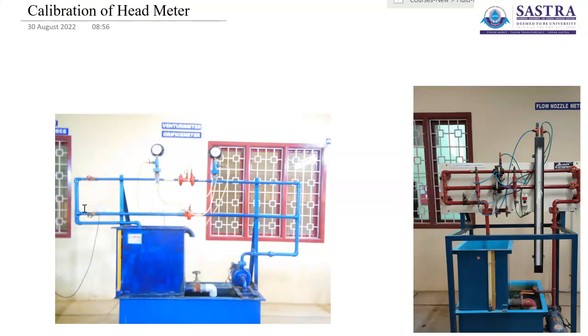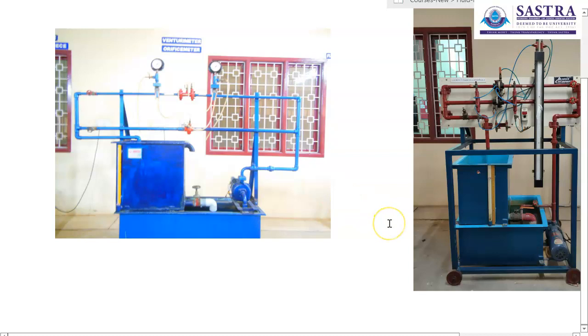This is a short video on a fluid mechanics experiment that we have as part of BTech Chemical Engineering and also BTech Biotechnology degree programs. In this video, we are going to see head meters, which is calibration of head meter. So we have three different head meters as part of the fluid mechanics lab. This is a Venturi-meter, this is an Orificemeter, and then you have a flow nozzle.